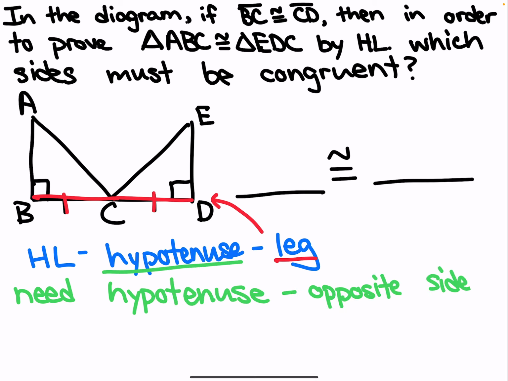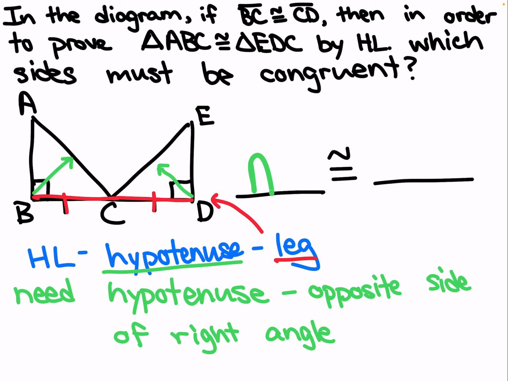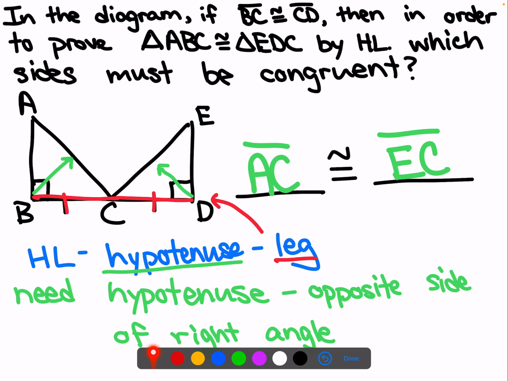Well, the hypotenuse is opposite the right angle, so we can draw arrows from our right angle going towards it. So we need segment AC and segment EC. If those two segments are congruent, then those two triangles are congruent by HL.